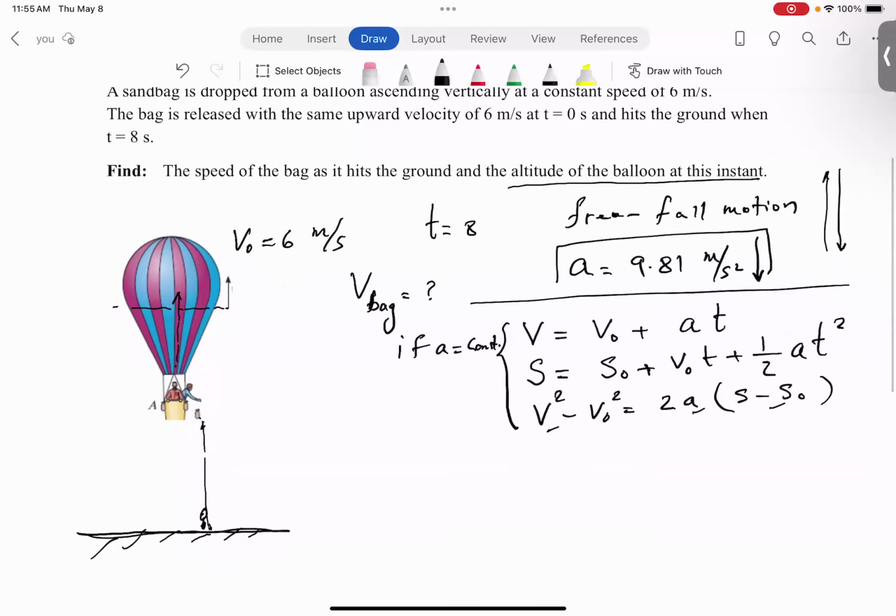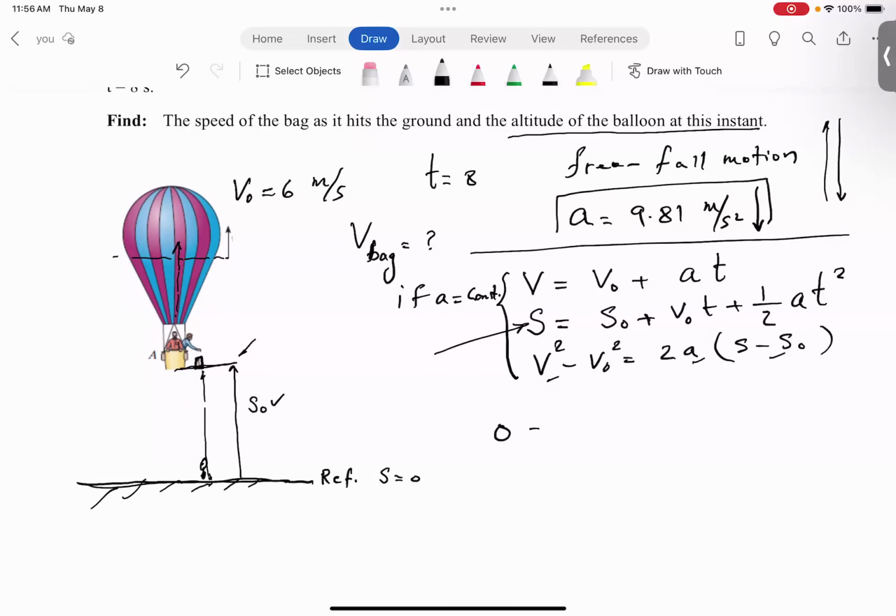So first, I want to find out what is the altitude of the sandbag in that 8 seconds when it hits the ground. So where was it? Depending on where you want to pick your reference, you can pick your reference to be here. So this is your final position, right? And your initial position, if you want to call this S0. So your final position is 0, and S0 is what we are trying to determine. What was the initial position? Or you can pick this guy as the reference and final position S. It really doesn't make any difference. It's up to you. And this is the equation we're going to use.